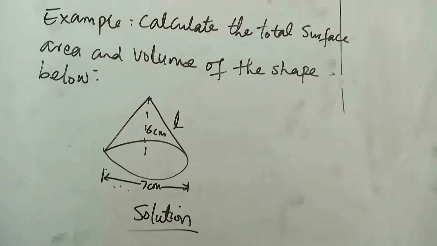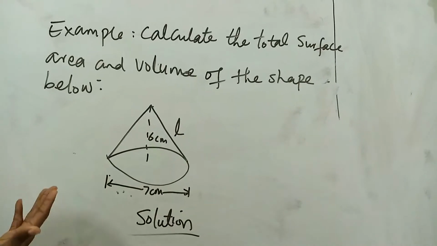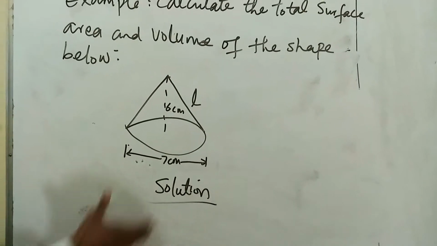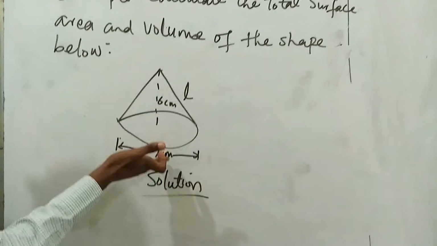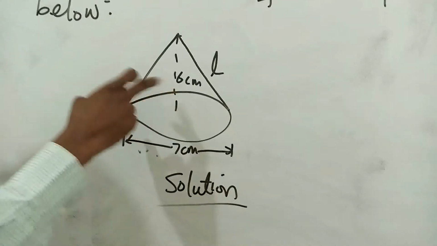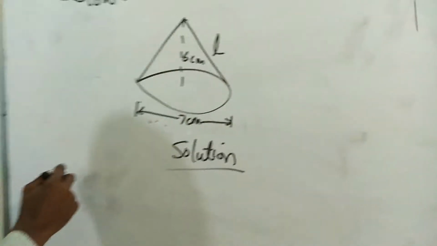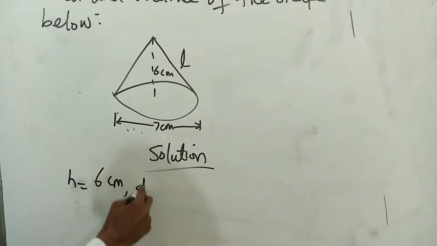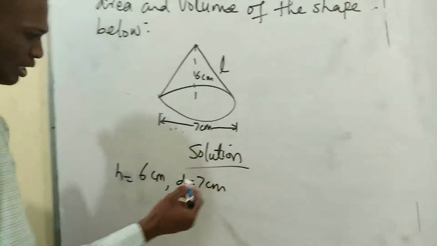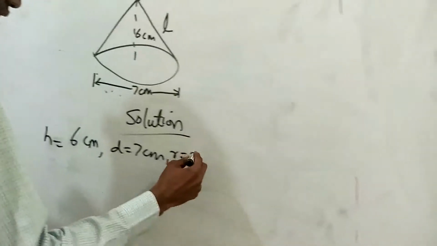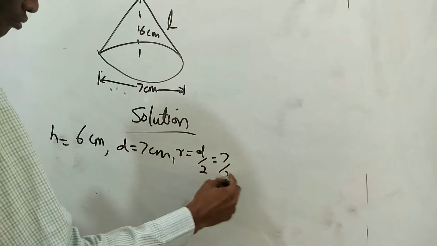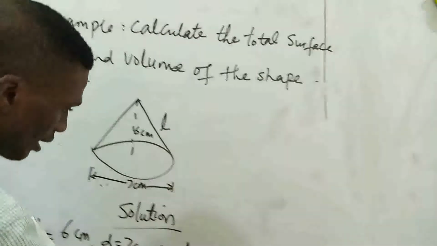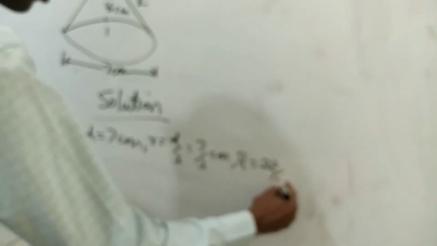Okay, let's look at this. Calculate the total surface area and volume of the shape below. We have our cone shape, with a base diameter of 7 cm and a height of 6 cm. We know that our radius is diameter over 2, that's 7/2 cm. Pi is not given, so we use pi as 22/7.